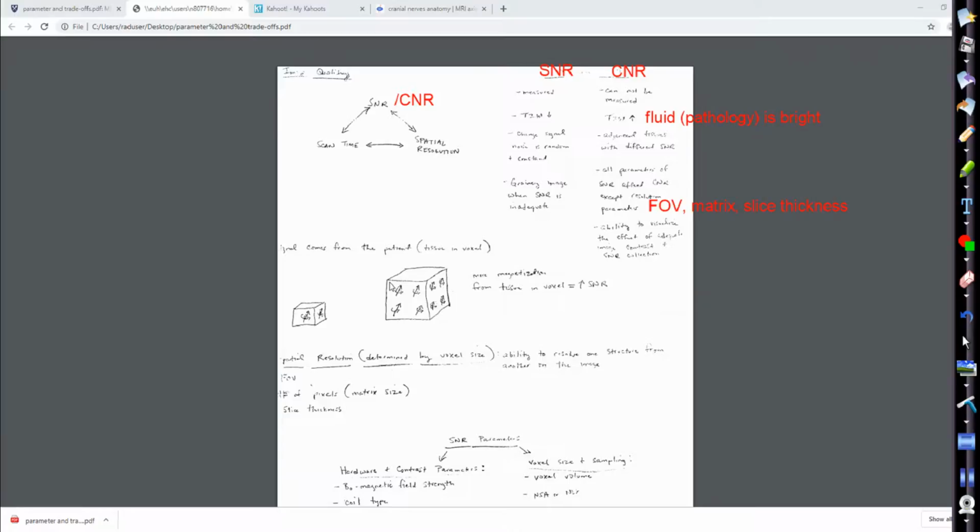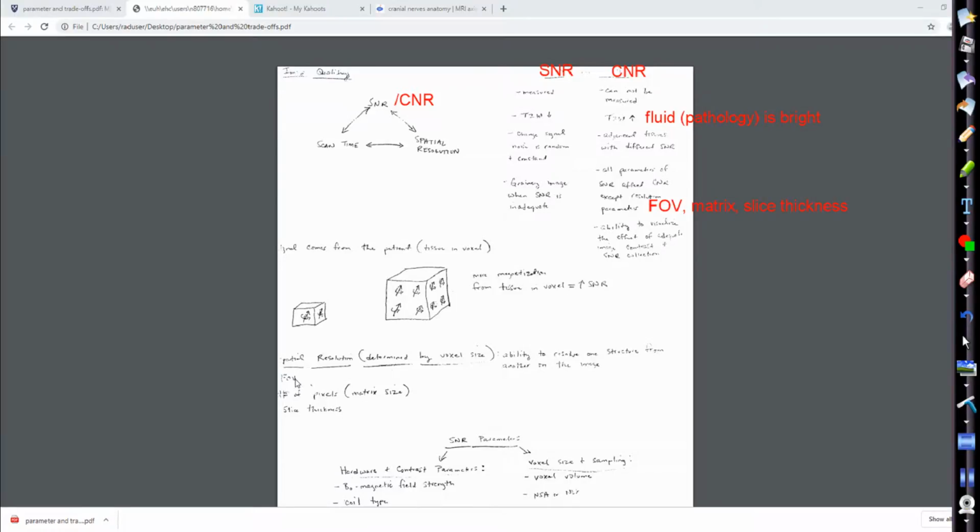So if you see something on the test where they're comparing signal and spatial resolution, usually they're inversely proportional. As one goes up, the other goes down. Signal goes up, spatial resolution goes down. Spatial resolution goes up, signal goes down. Spatial resolution is determined by our voxel size. And once again, the definition for spatial resolution is the ability to resolve one structure from another on our image.